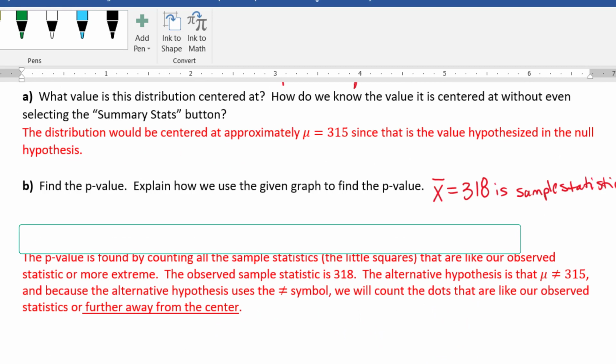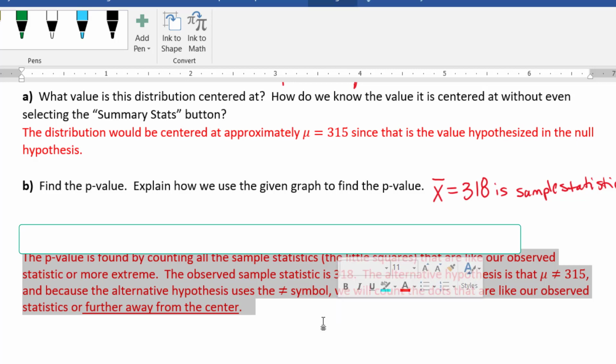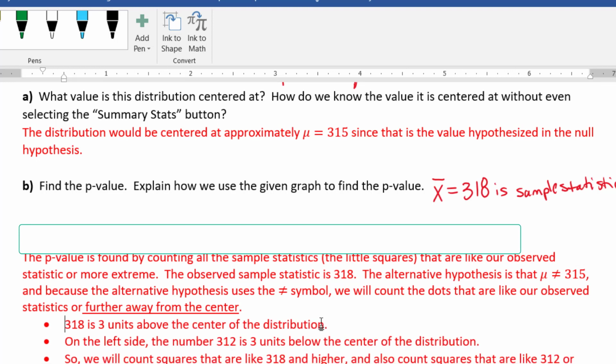Okay, so let's summarize that. The p-value was found by counting all the sample statistics that are like our observed sample statistic and more extreme. Our observed sample statistic was 318, and the alternative hypothesis is that mu was not equal to 315. And because it contained a not equal to symbol, we need to count squares or dots that are like our statistic or further away from the center. So what I did is I noted 318 is 3 units above the center. On the left side, 312 is 3 units below the center.